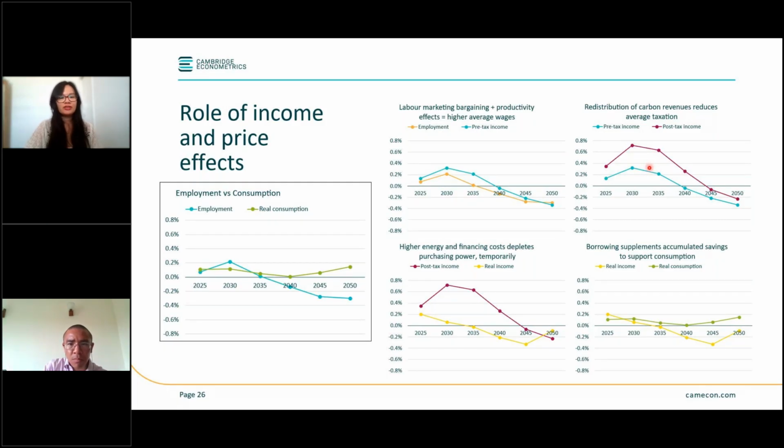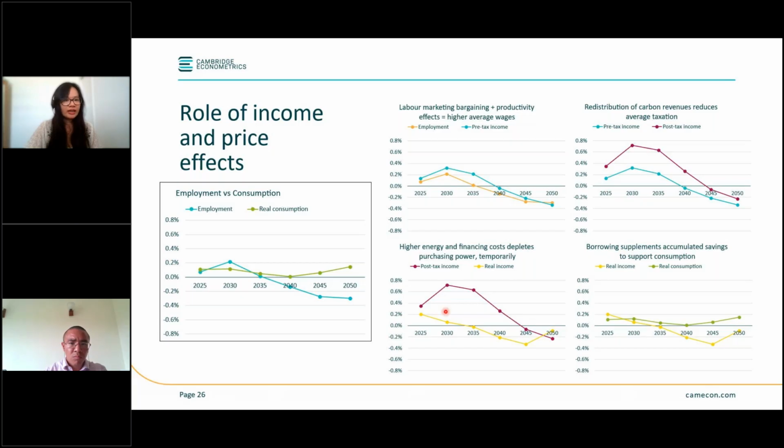And the reason why post-tax income is projected by the model to have a larger relative impact than pre-tax income is because of the revenue recycling assumption that we talked about earlier, which implies here that some of the carbon revenues are in surplus and get redistributed by a reduction in tax.